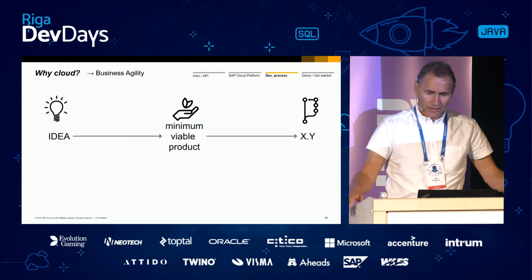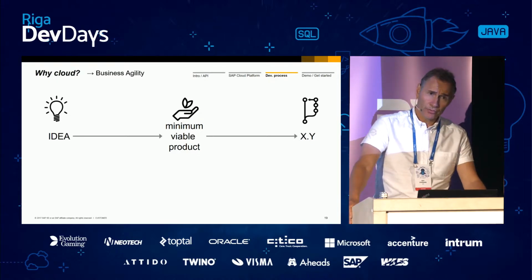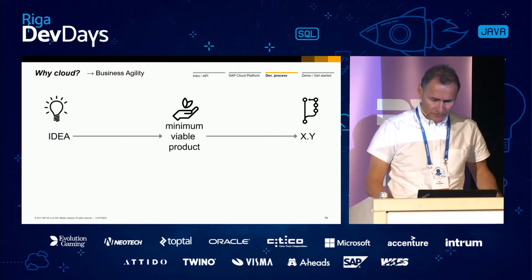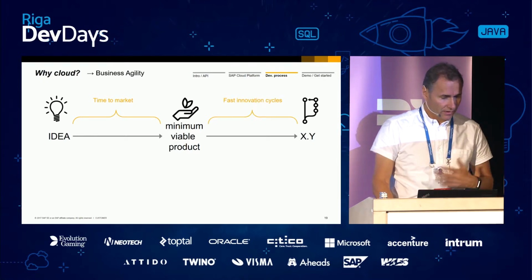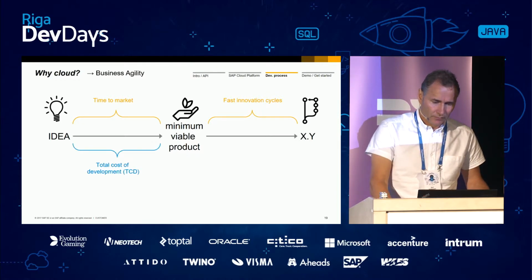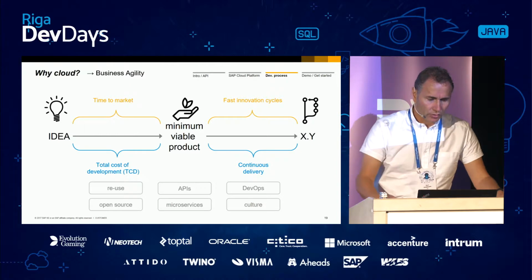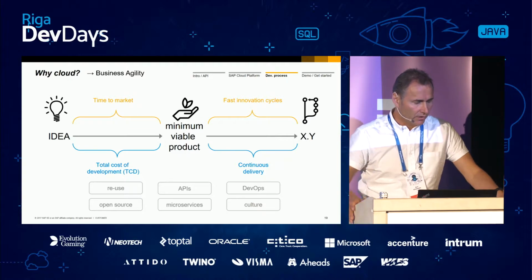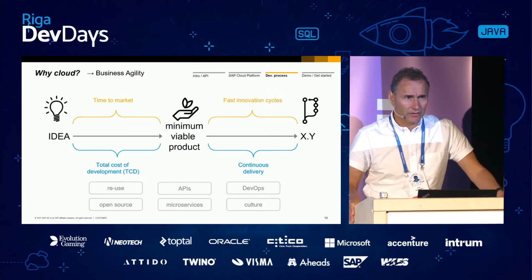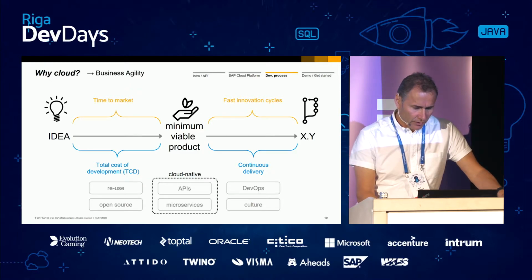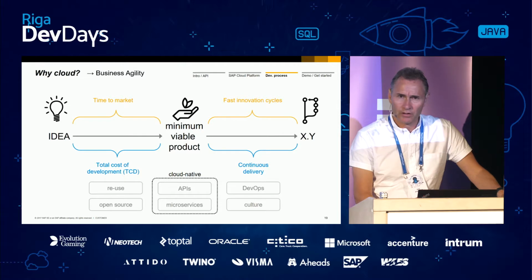Okay, and the whole idea with cloud is to enable you to get from an idea to a product as quickly as possible. This is important for the time to market, but also for fast innovation cycles, the total cost of development and continuous delivery. So as part of the platform, we provide reuse, APIs, and different development operation tools, which I'll show in the demo, for supporting this. And also we embrace APIs and the microservice architecture.